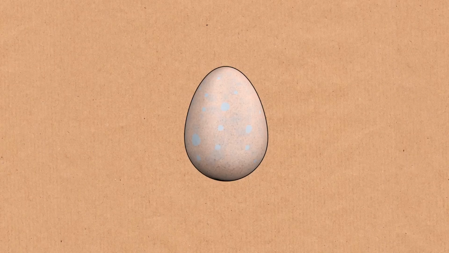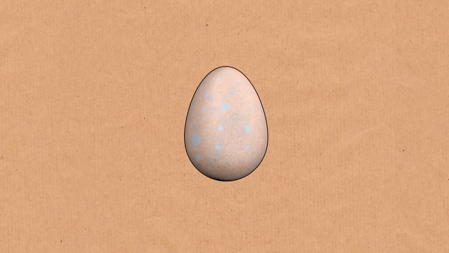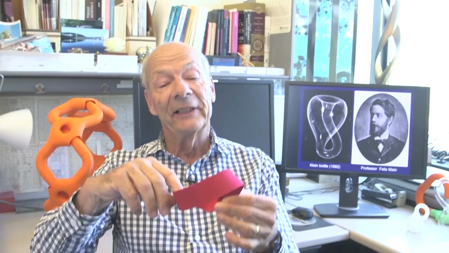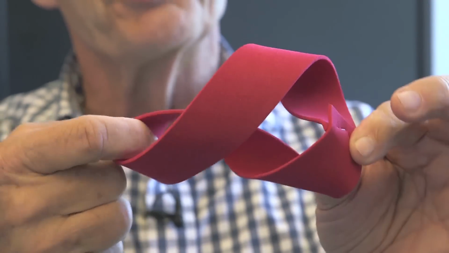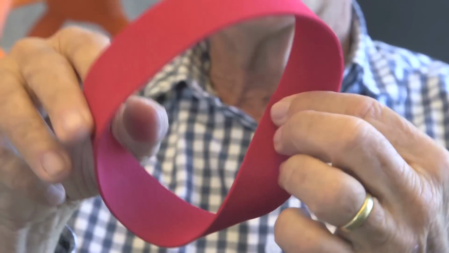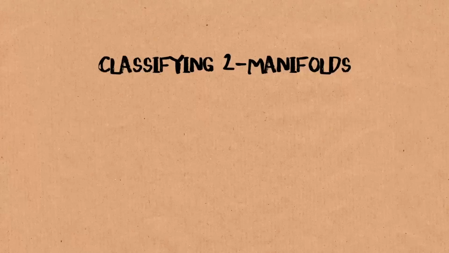Now for topologists, all objects are made of infinitely stretchable rubber. And so the geometry really doesn't matter. If I deform this Mobius band, it stays a Mobius band, and the topologist would still classify it in exactly the same way as the original shape. From this point of view, all of these two-manifolds can be classified by just 3 integer numbers.